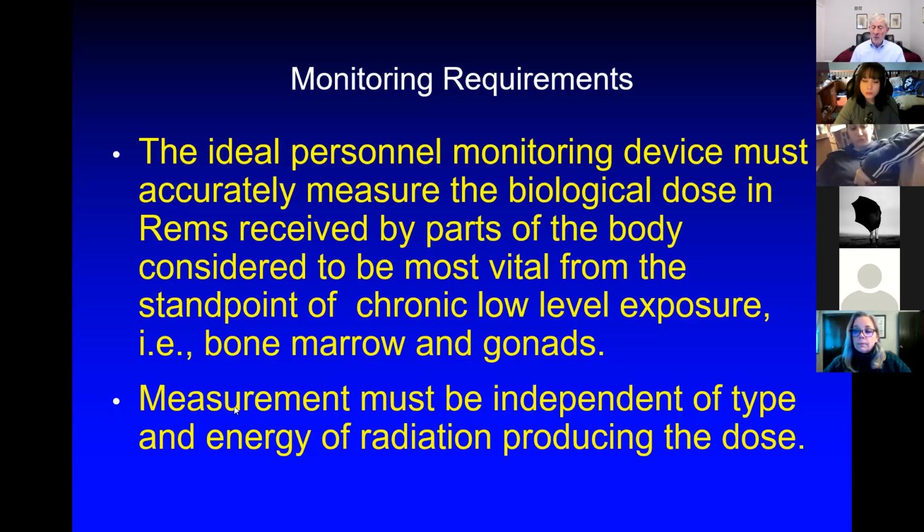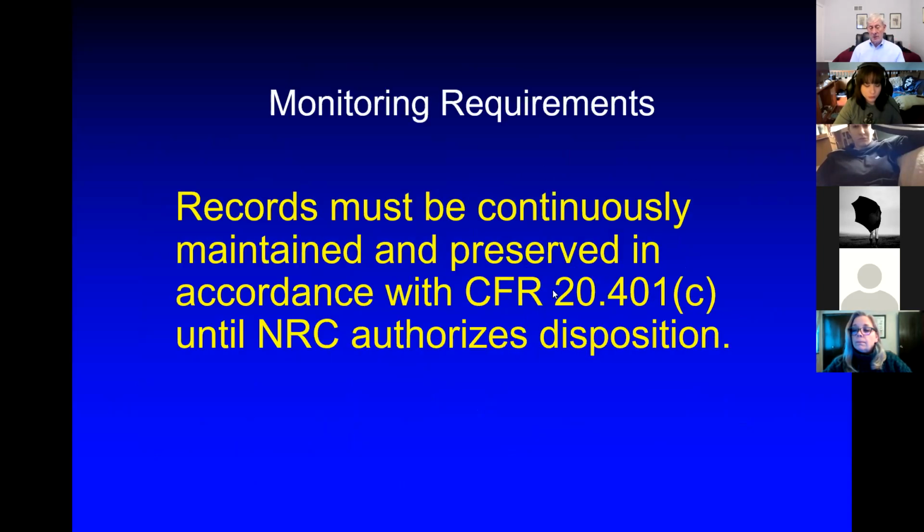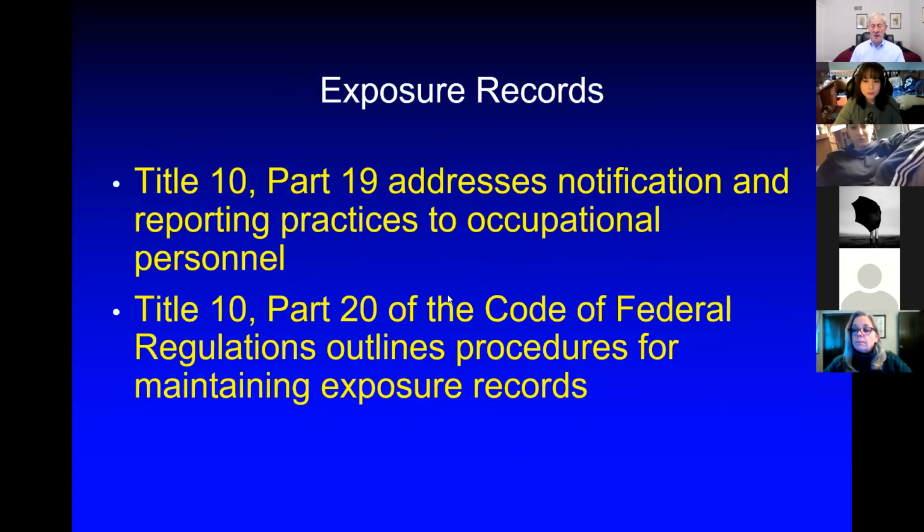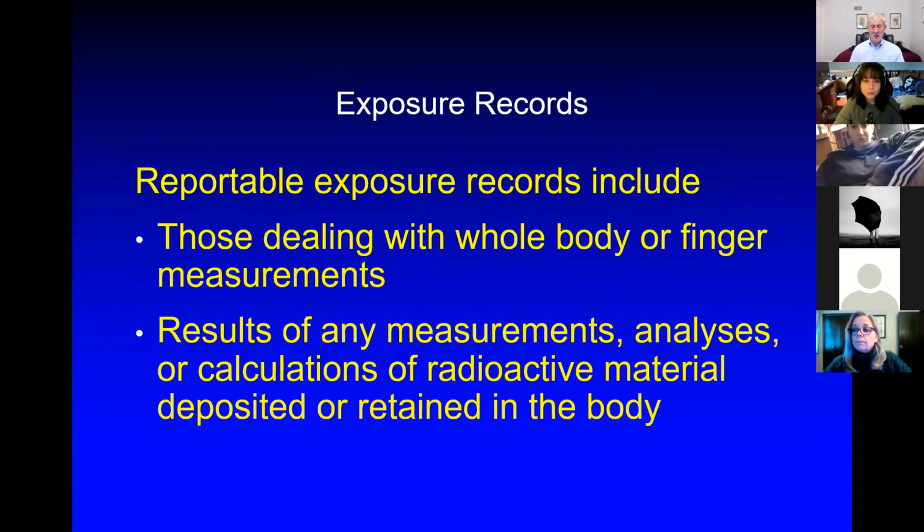And number two, the measurement has to be totally independent of whether it's alpha, beta, gamma, whether it's low energy or medium energy or high energy. It has to be able to deal with all of those. And as I mentioned earlier, the records have to be preserved forever until the NRC tells you that you can shut down your license. I'm going to skip that slide.